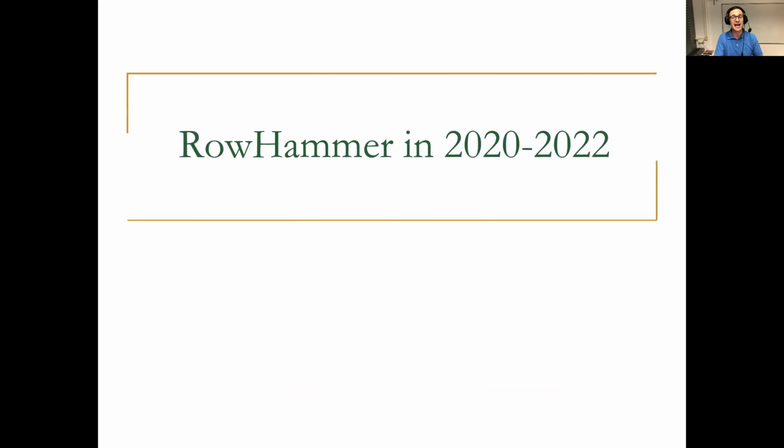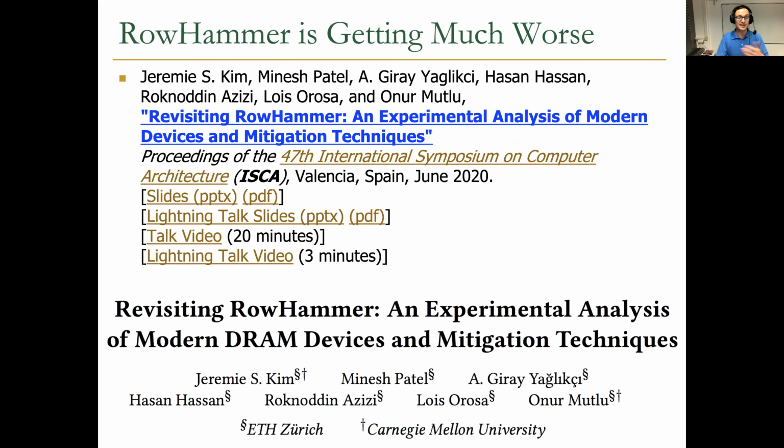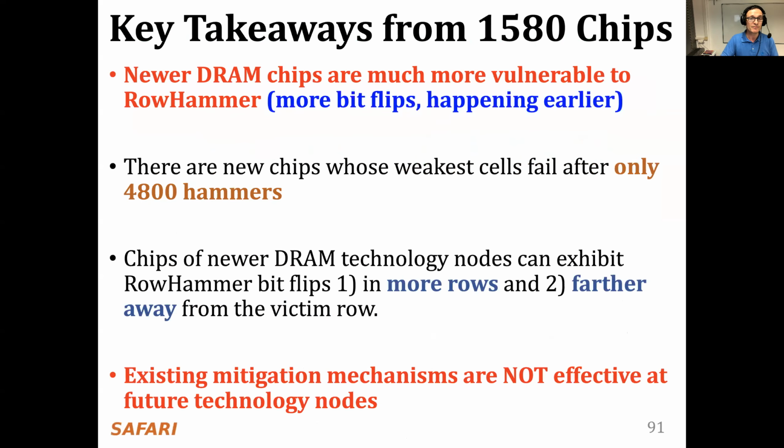Now, let me talk about what happened in the 2020, 2022 timeframe, because it's been very exciting. Basically, first of all, we revisited RowHammer as the same group who looked at the fundamentals of RowHammer to begin with. And this is the paper that we revisited in 2020. These are the key takeaways. Essentially, newer DRAM chips are much more vulnerable to RowHammer across our analysis of more than 1,500 DRAM chips from 3 different standards, as well as multiple different generations.